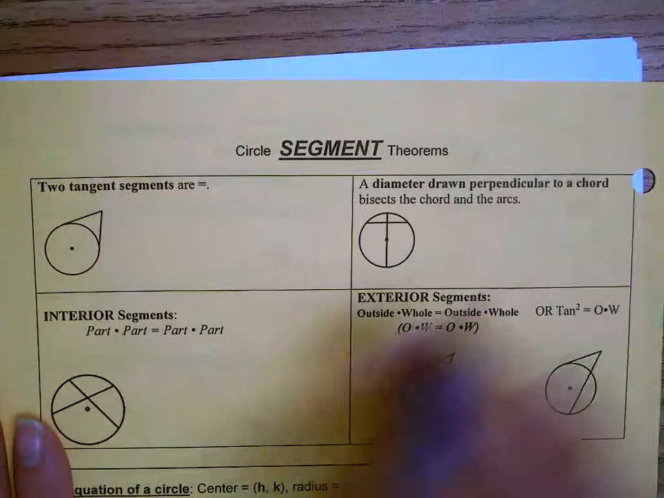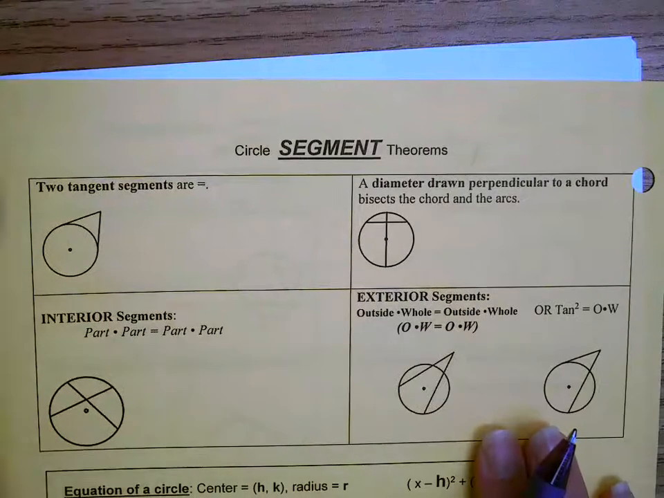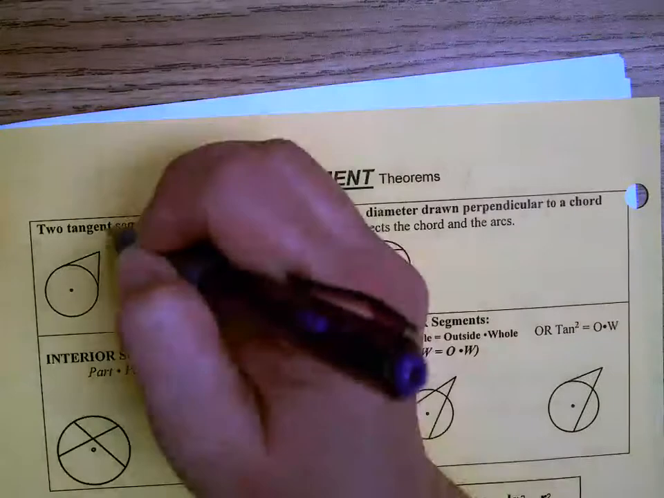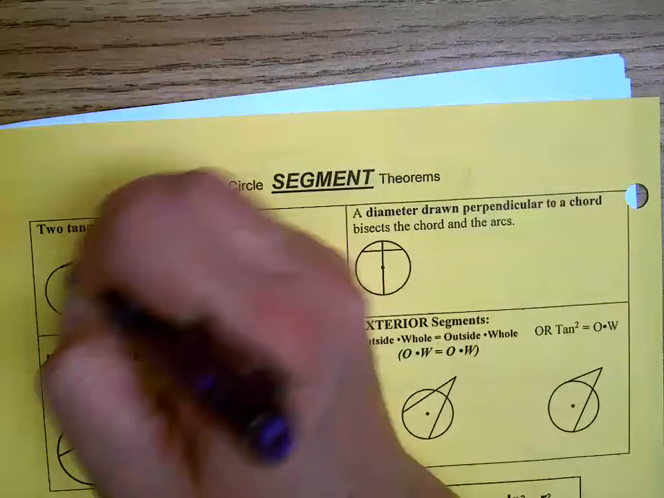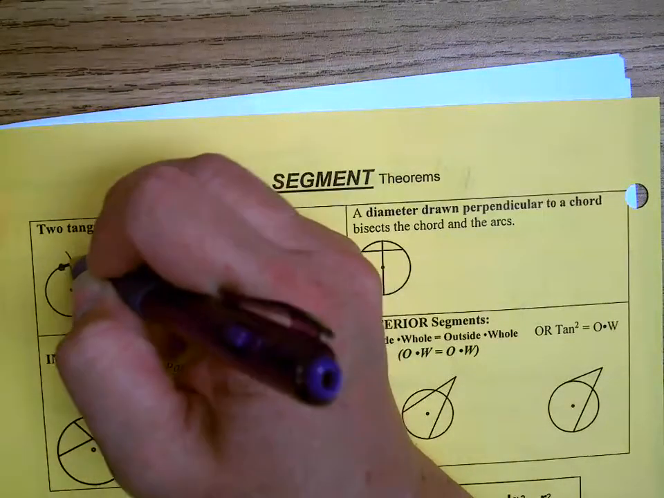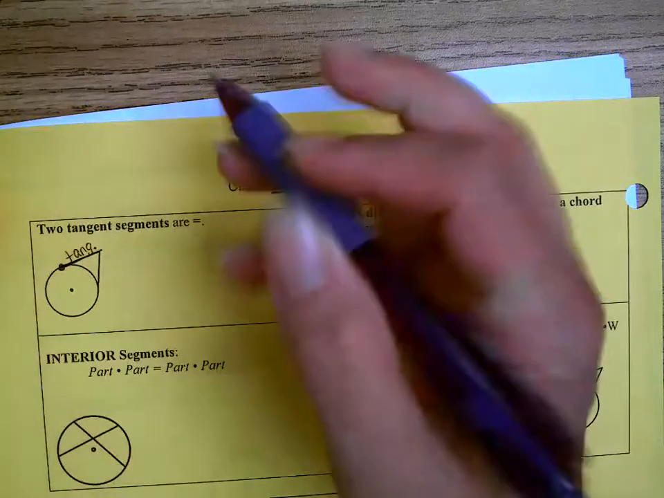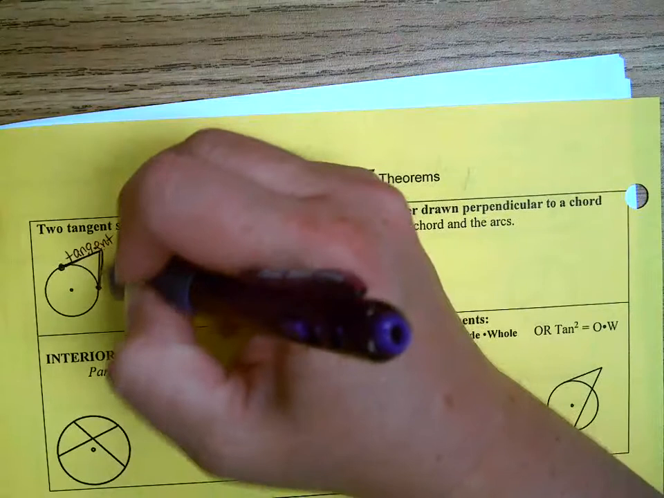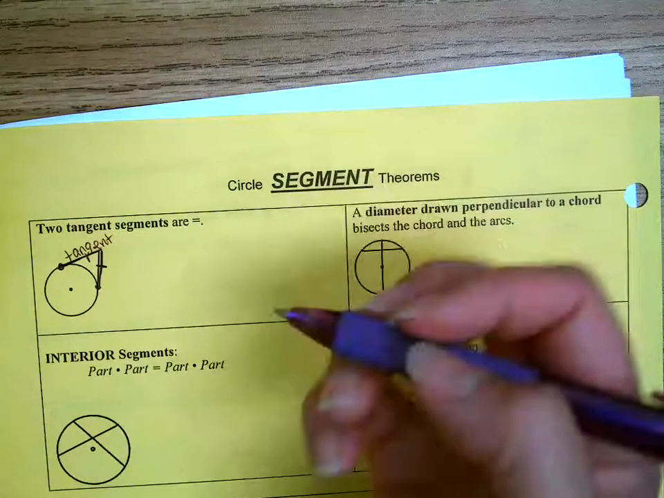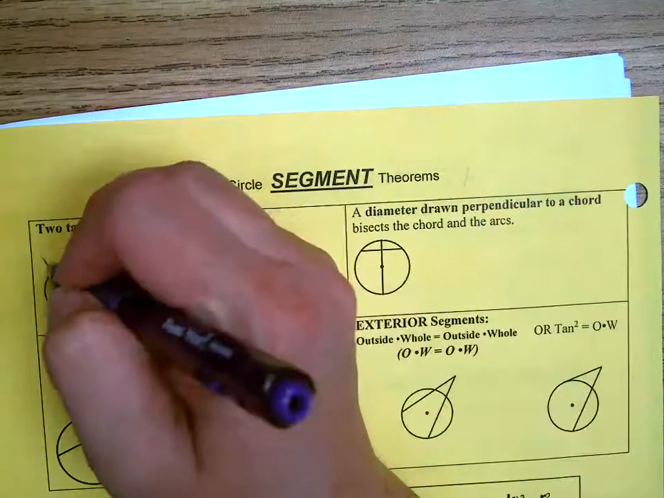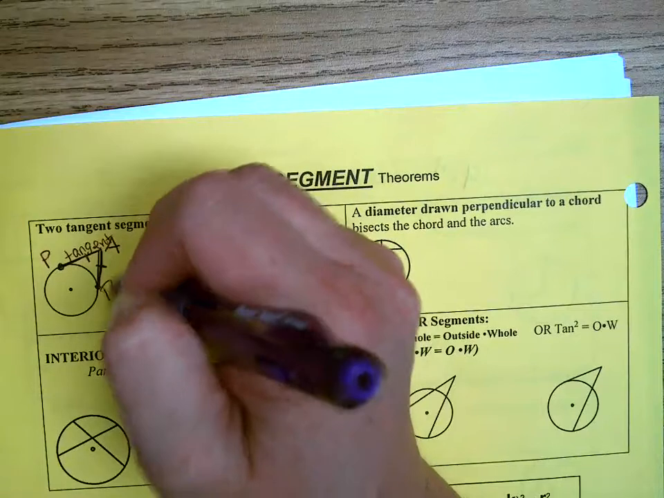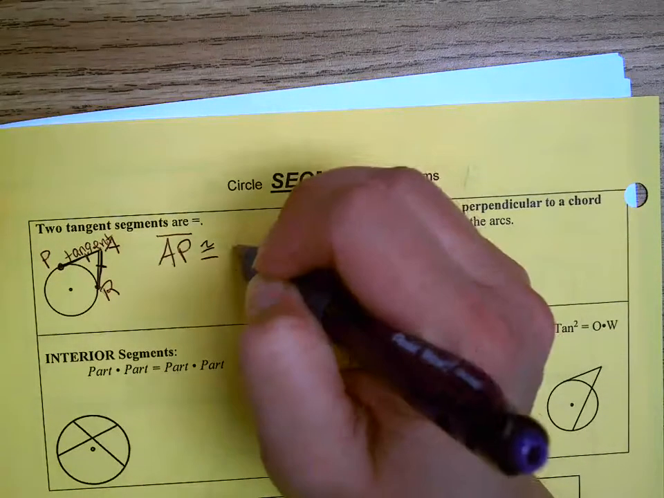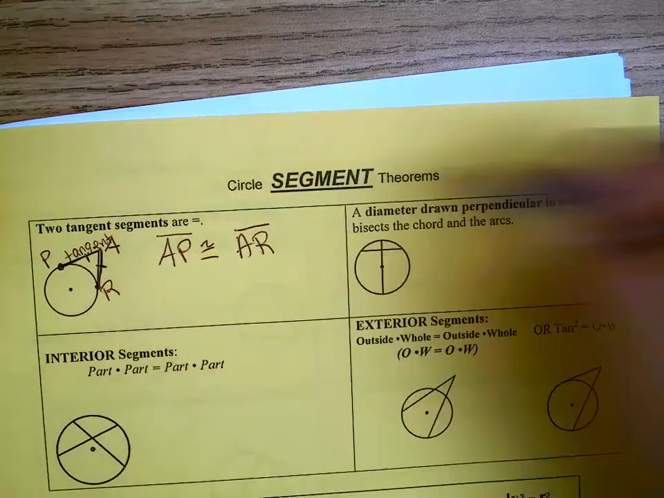So these four segment rules are as follows. Two tangent segments are equal. A tangent is a segment that touches a circle at one point. So this is a tangent segment, and there's another tangent here. Those two tangents are always going to be equal to each other. So if I label this P, A, and R, AP is always congruent to AR.